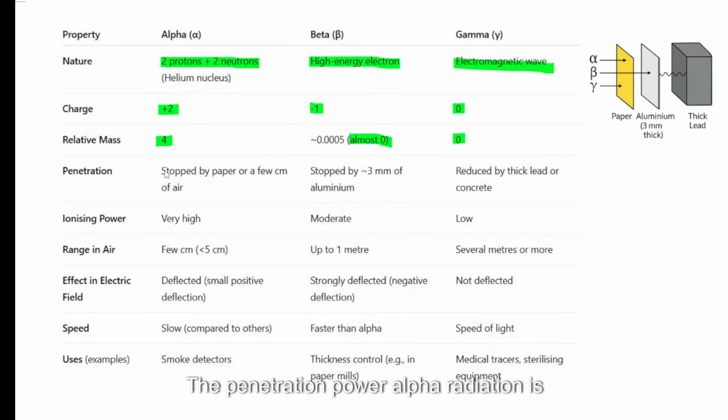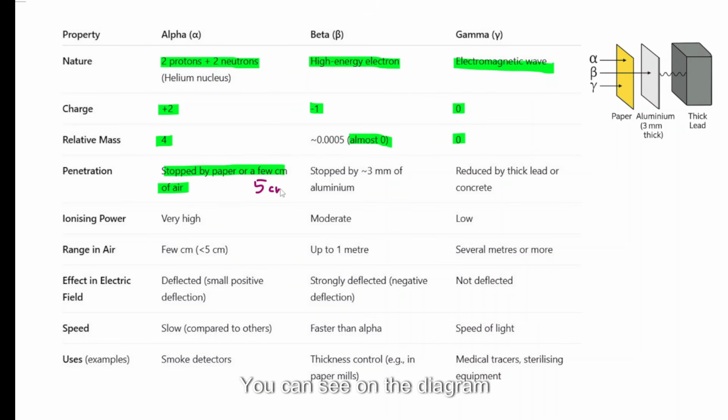The penetration power: alpha radiation is stopped by a paper, or a few centimetres of air. Usually it can go about 5 centimetres in air. You can see it on the diagram on the right hand side. Alpha particles cannot penetrate the paper. Beta radiation can go through a paper with no problem, but it is usually stopped by about 3 millimeters thick aluminium. You can see here that it gets stopped by aluminium. Gamma radiation is reduced by thick lead or concrete.